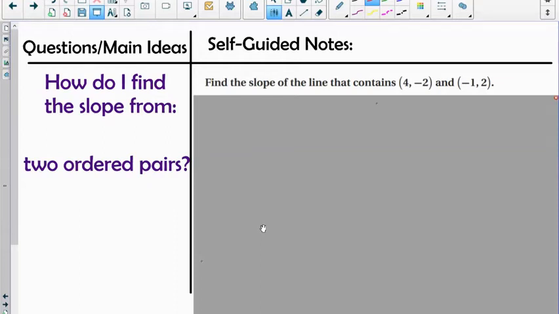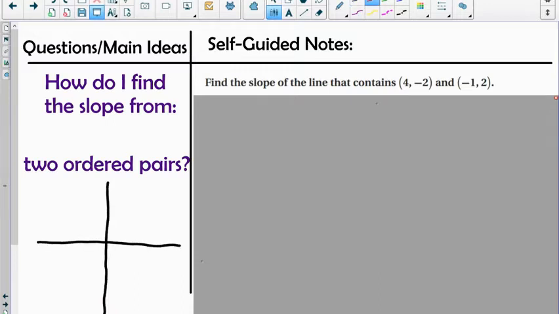All right, next let's take a look at how to find the slope from two ordered pairs. So here's our example. Find the slope of the line that contains the points (4, -2) and (-1, 2). To give you a little perspective, if we were to graph something like this, try to draw a straighter line here. Here's my x and y axes.